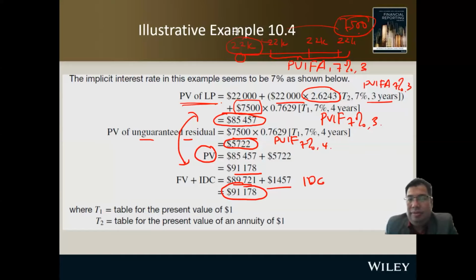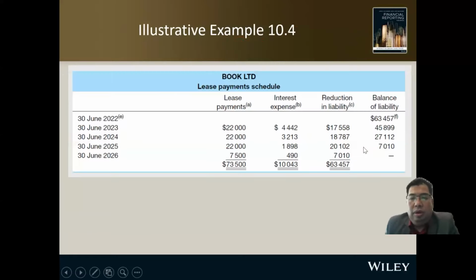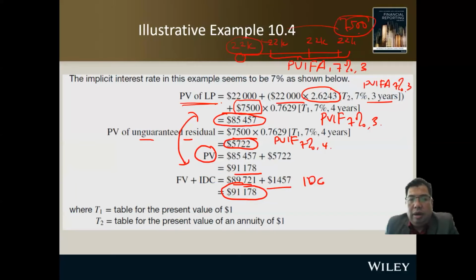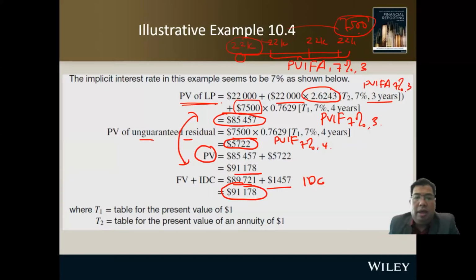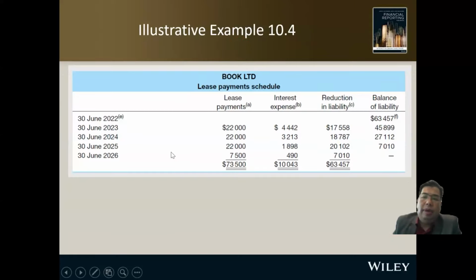Let us move to the table. If you look at this table, how much is the present value of your lease? The present value of the lease payment is 85,457. That is your present value of lease payment.